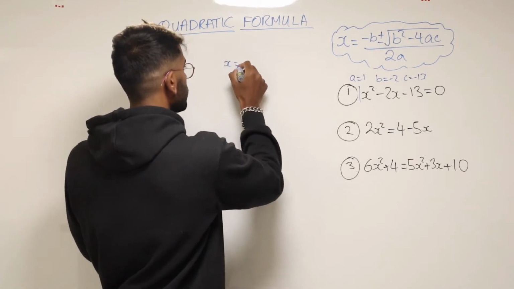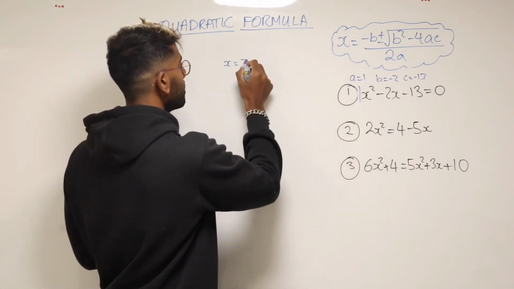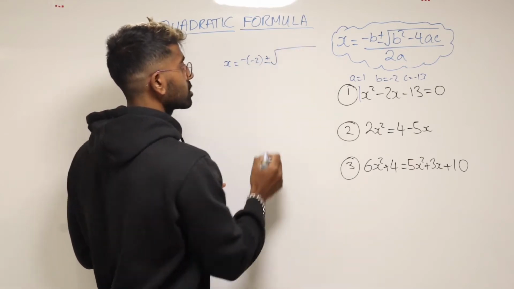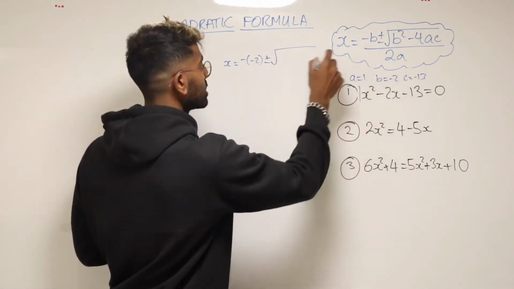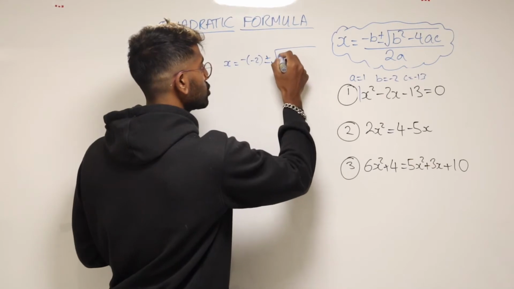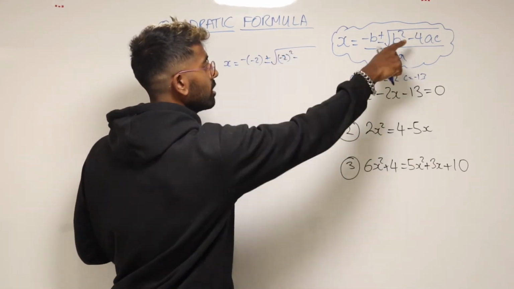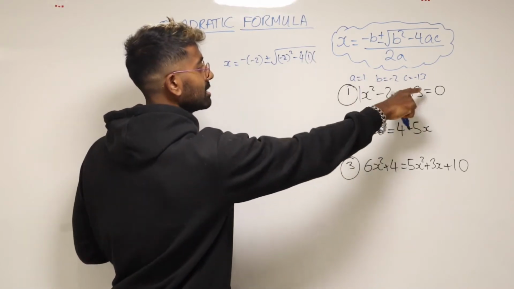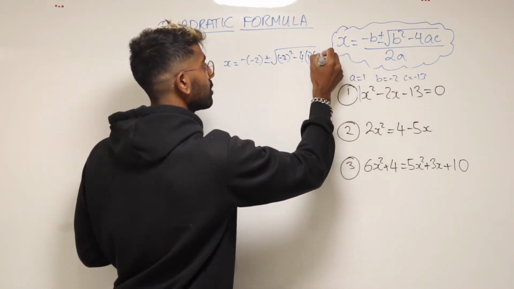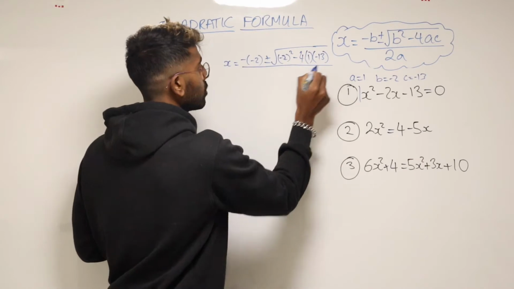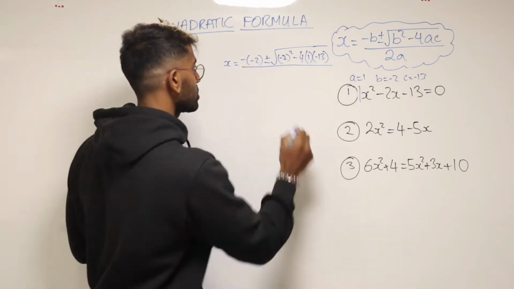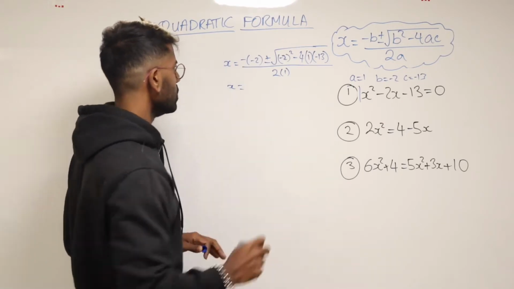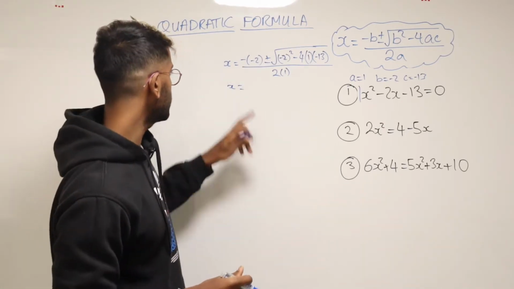So x is equal to minus b, so that's minus 2, plus or minus the square root of b squared, so that's minus 2 squared, take away 4 times by a, which is 1, times by c, which is minus 13, all over 2a, so that's just 2 lots of 1. We can go and simplify that down a little bit.